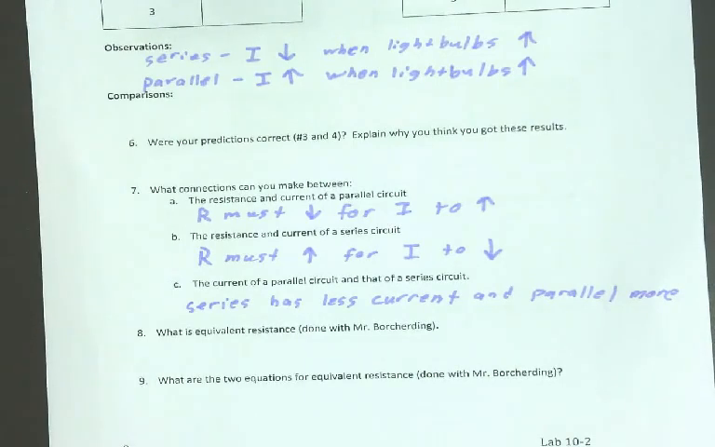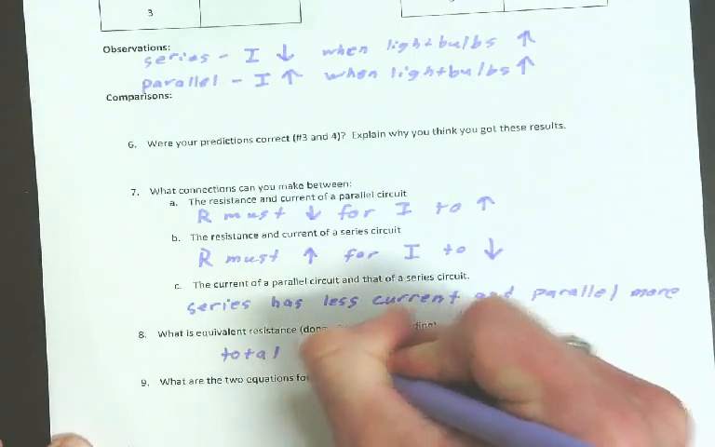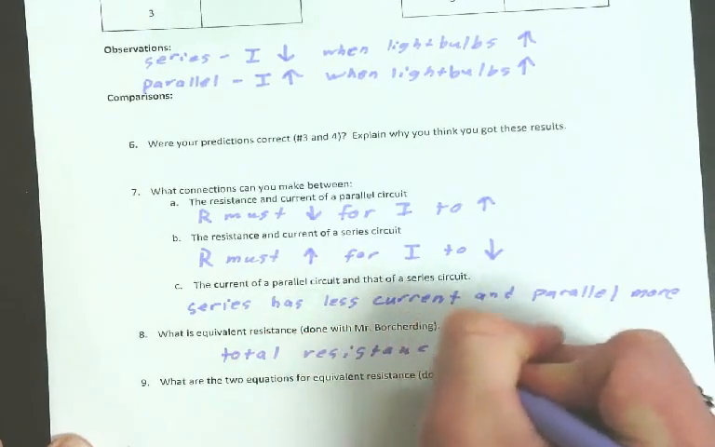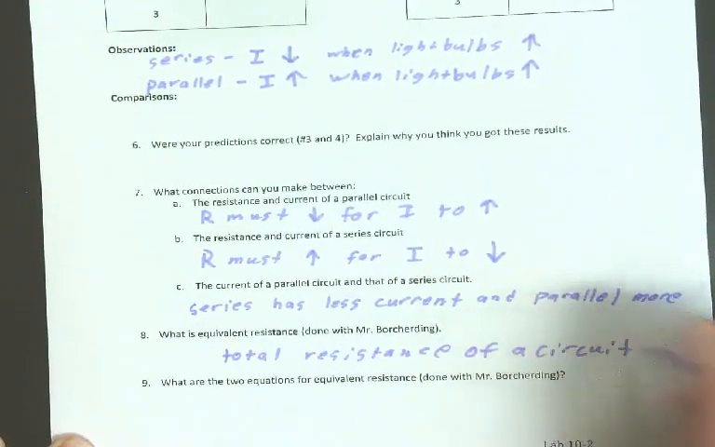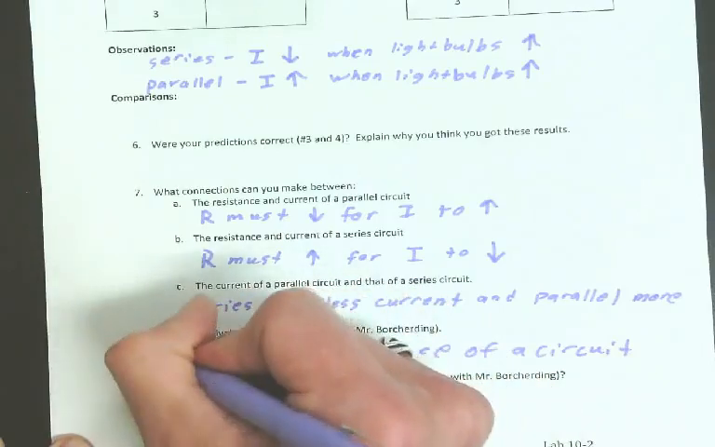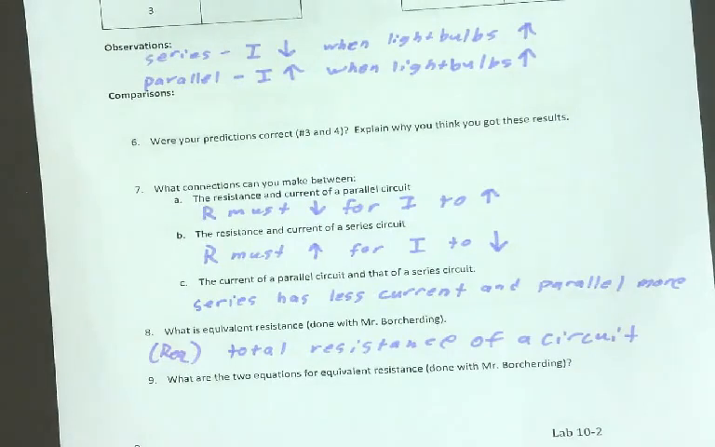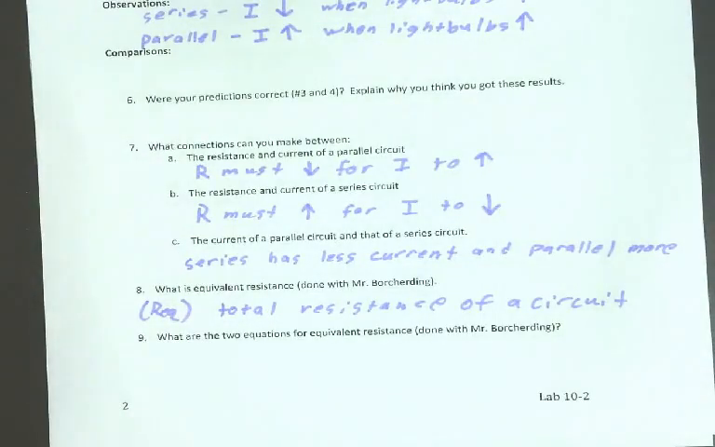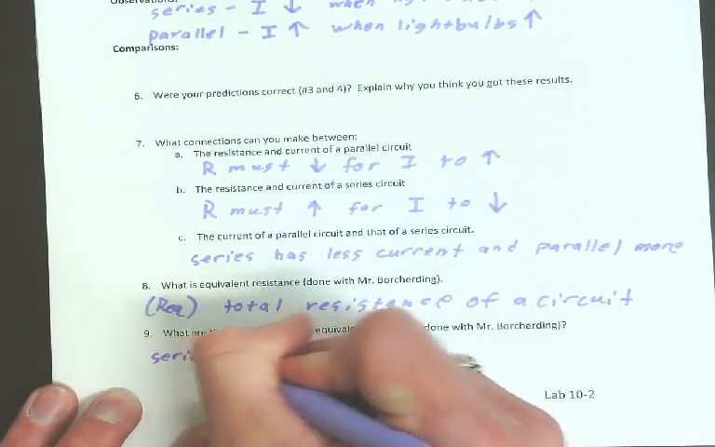What is equivalent resistance? Equivalent resistance is the total resistance of a circuit. And I'm going to call it REQ. But I've had people ask me, can you call it RT? That's also fine. If you want to call it R total, also fine. So, how do we find this? Okay, there's two ways. There's a way for series, and there's a way for parallel.